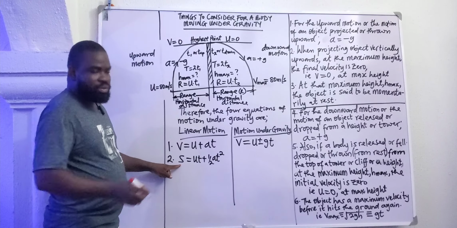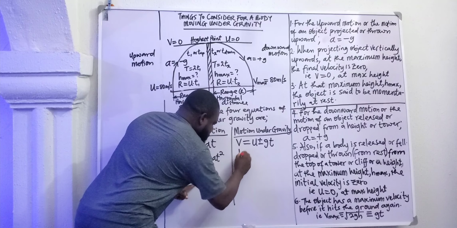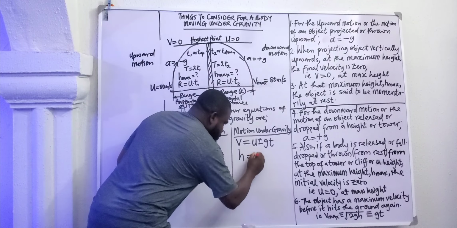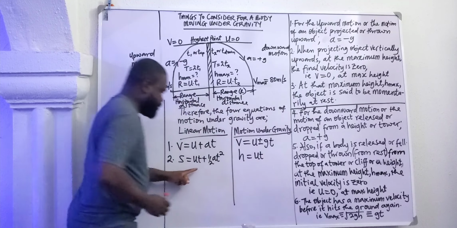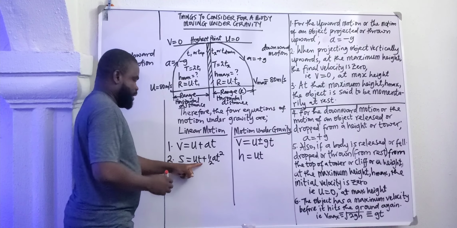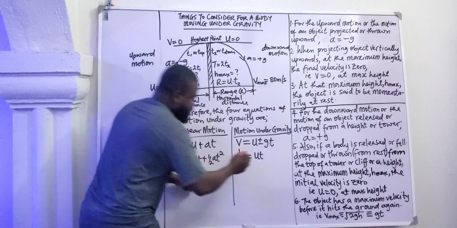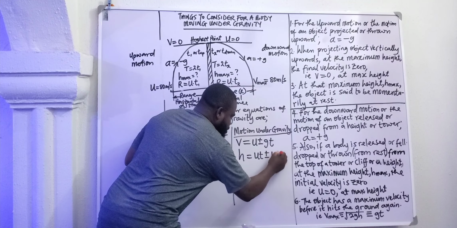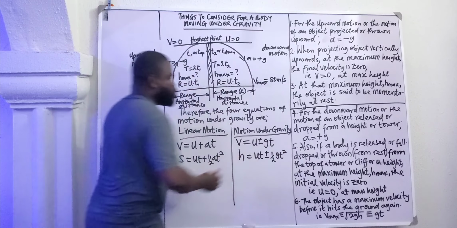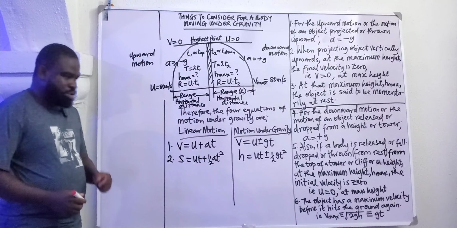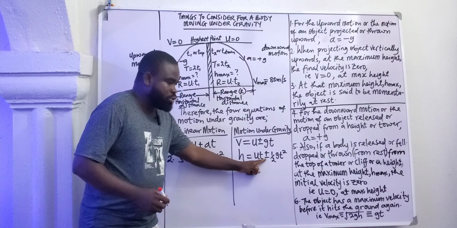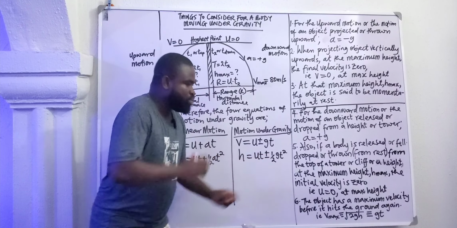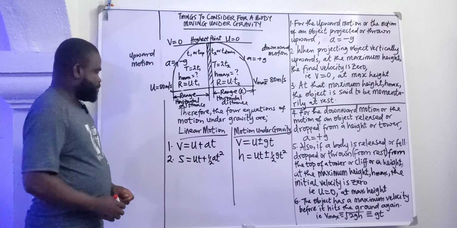Wherever we have x, we replace it with h. That is the height. So we have ut, where we have a, I will put g, where we have plus, I'll put plus or minus half gt squared. Once again, you will use minus when the object is thrown vertically upward. You will use plus when the object is falling down.